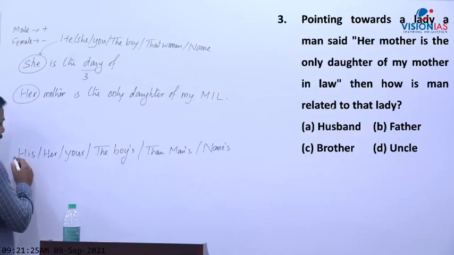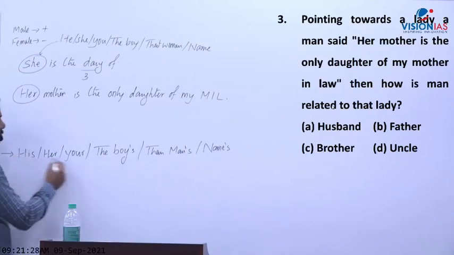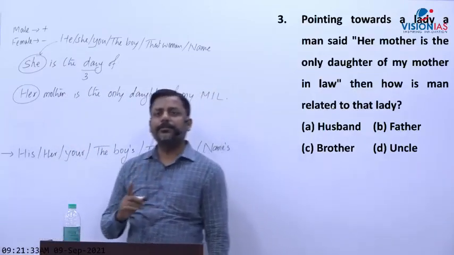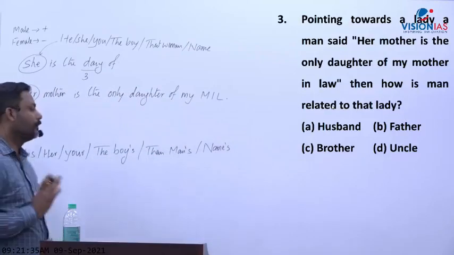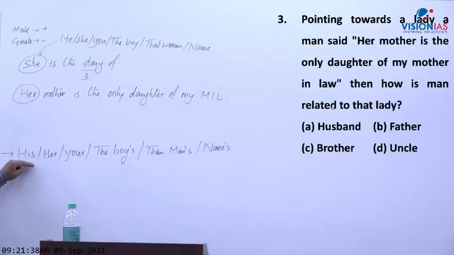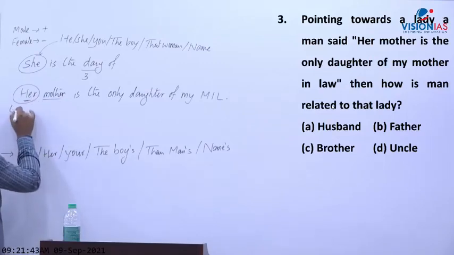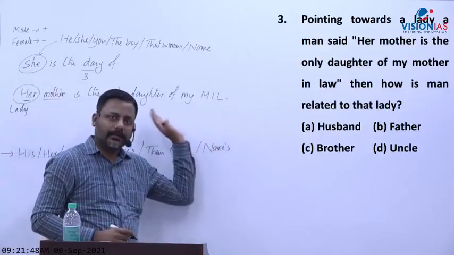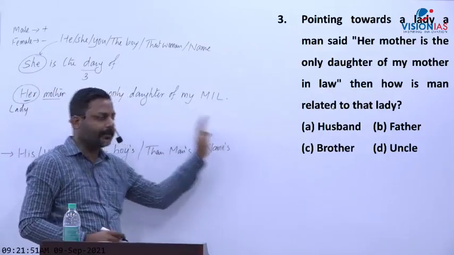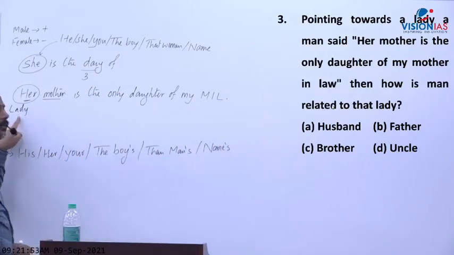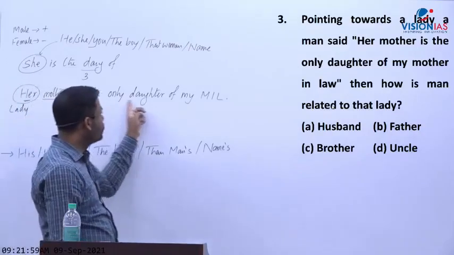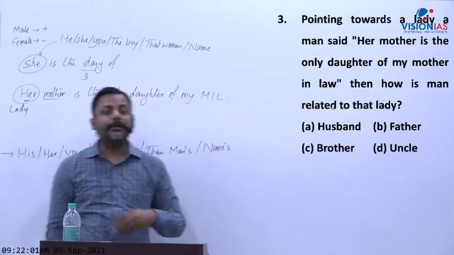So whenever you find the explanation starting with these terms, at least one relationship should be directly attached with these terms. Like her mother. Her means lady, and lady's mother. So the rest of the information stated in the statement is not for this lady. It is for her mother. The relationship mentioned here is not for the lady, it is for lady's mother.